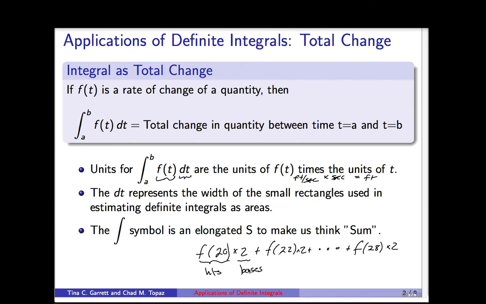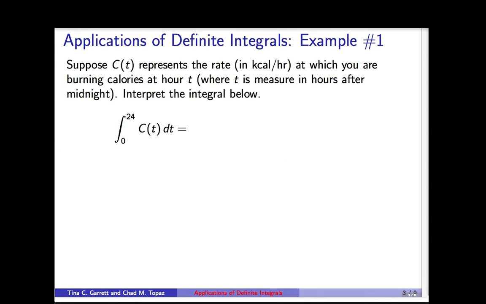Okay, so total change is an important concept, and it's going to underlie all the examples that we do in this section. So let's start out with something easy. Suppose you've got a function c of t that represents the rate in kilocalories per hour at which you're burning calories at hour t, and t is measured in hours after midnight. Let's interpret the integral below. Again, think through units. If c of t is kilocalories per hour, and dt is a little bit of time, in hours, that suggests that we should get kilocalories. That's exactly what the previous slide was saying: if you're integrating a rate of change, you get the total change of the quantity.